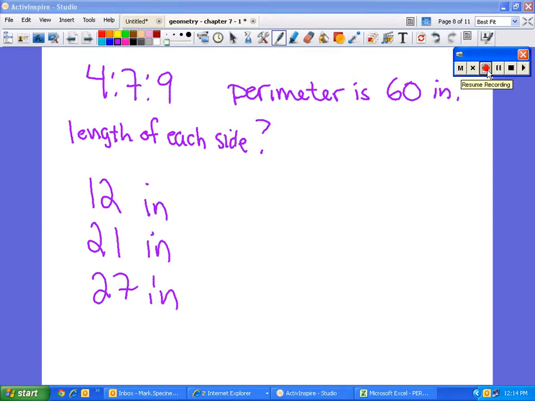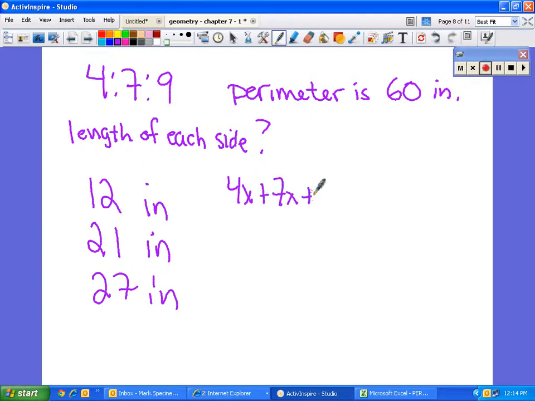Okay, does anybody have any questions on where the answers came from? Did anybody get anything different? Anybody not understand where the answers come from? Basically, remember what I said, just add an x to each one. So we have 4x plus 7x plus 9x equals 60. Add them up, you get how many x? 20. Which means that x is equal to 3. And you plug your 3 back in.